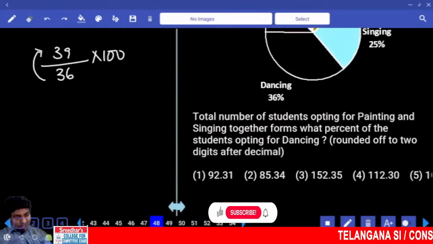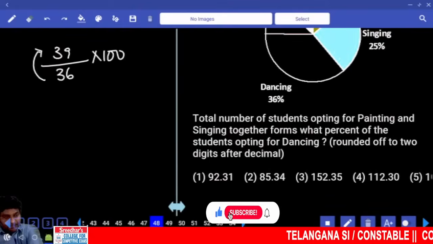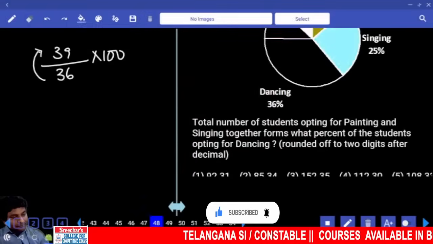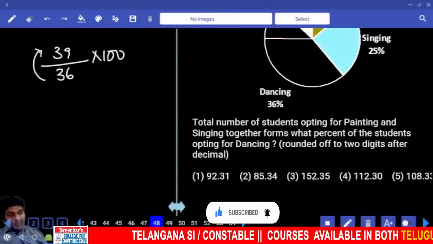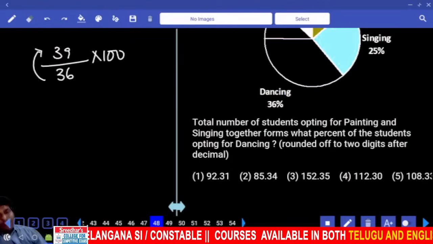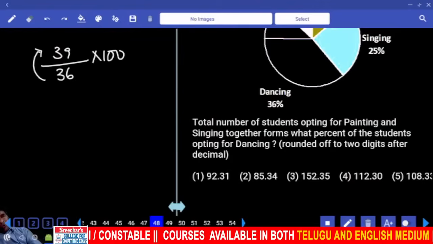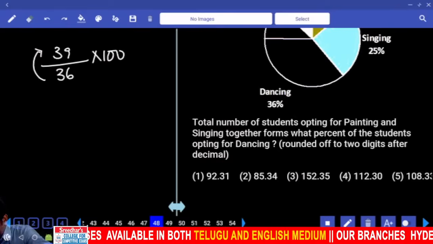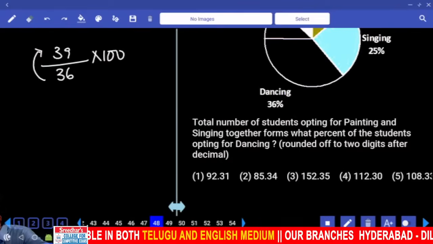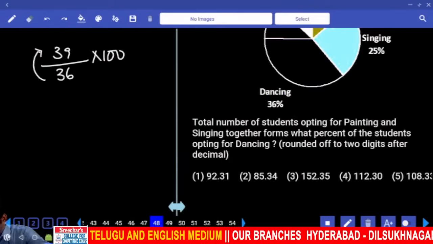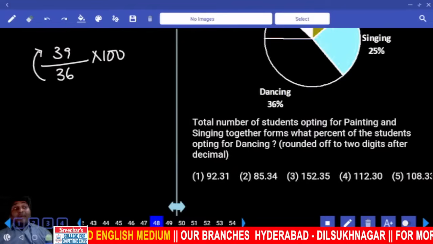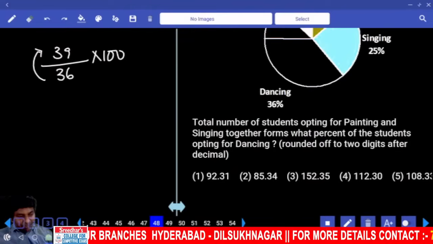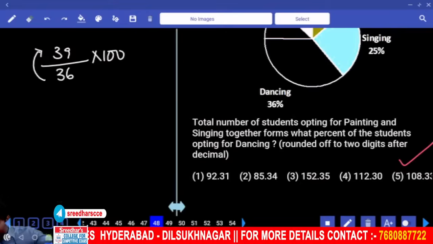All the options? No. How many options? 3. 3 options are more than 100, correct? Now observe, numerator is how much more than denominator? What is 10% of the denominator? We don't have to add 3.6, we have to add less than that. So answer must be less than 110, but more than 100. How many options are there? Fifth option final.